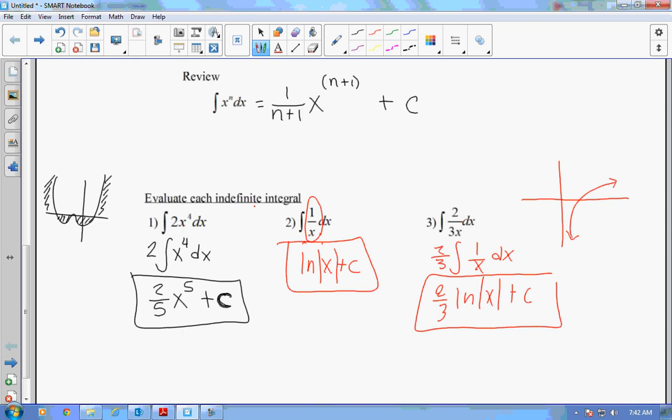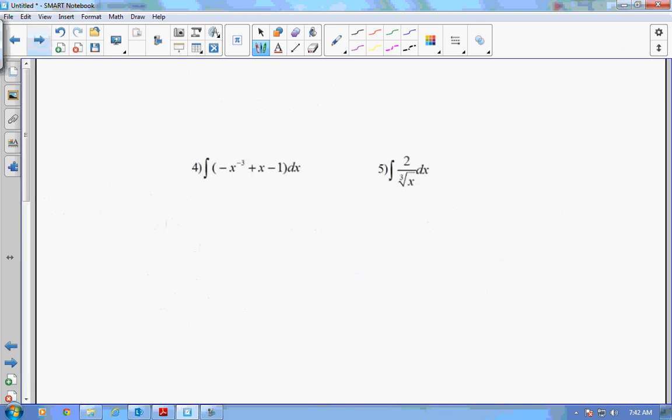Okay. Flip over to number 4. I think you can probably do number 4, and maybe number 5. Try both of those out. Since they're indefinite integrals, don't forget the plus c.